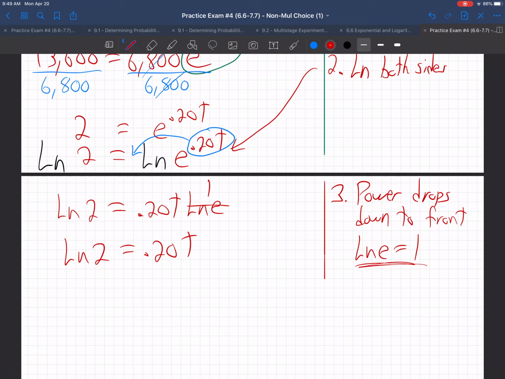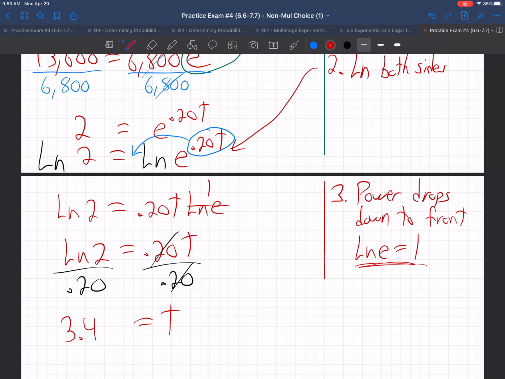Now it's easy to solve for t. You don't need me to tell you. You just divide by the 0.20. Once the t's out of power, it's a piece of cake. Then hit the buttons on your calculator. ln2 divided by 0.20. I'm getting 3.4.